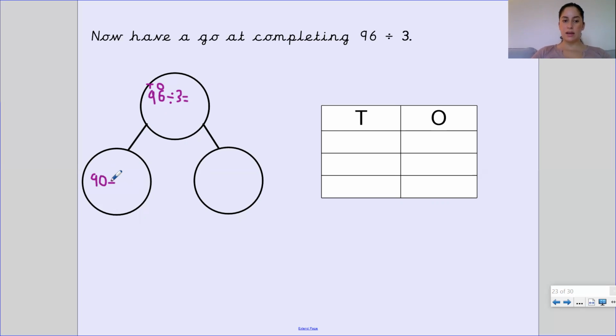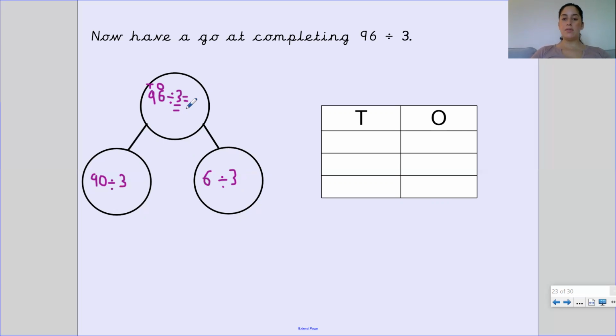And what are we dividing 90 by? We're dividing it by 3. And how many ones do we have? 6 ones. And what are we dividing our 6 ones by? By 3 as well. So now, instead of doing 96 divided by 3 all at once, I'm doing 90 divided by 3 and 6 divided by 3. I've partitioned it into tens and ones.